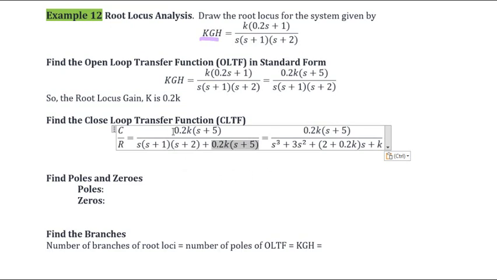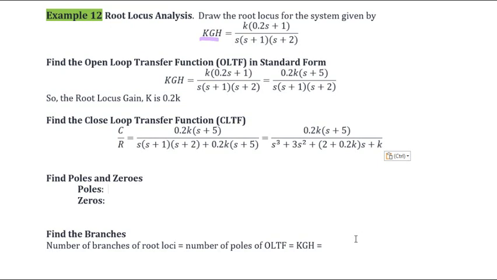If we take what we have here and do the multiplication of s times s plus 1 times s plus 2 plus the 0.2K times s plus 5, we get this new form. You notice the forward path remains the same, and the denominator is a third order polynomial: s cubed plus 3s squared plus 2 plus 0.2K, where K is just going to be a number, times s, and then finally plus K.